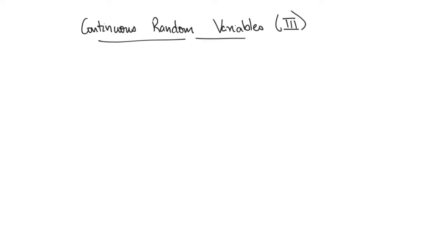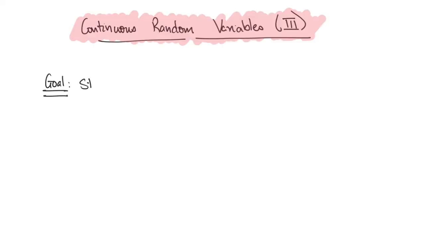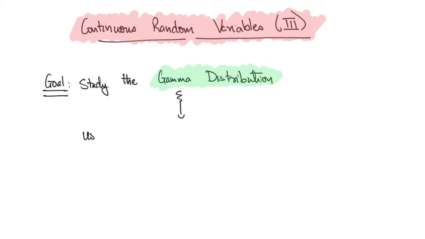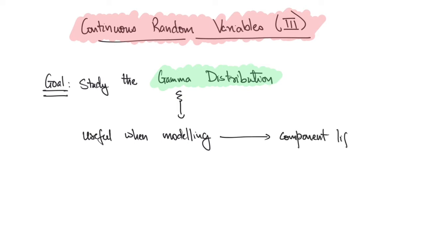Today we will talk about continuous random variables. This is the third video in a four-part series. The main topic for today would be the gamma distribution. This distribution is useful when we're modeling events that are related to times, for example, component lifetimes or modeling waiting time distributions or the amount of time elapsed until something happens.